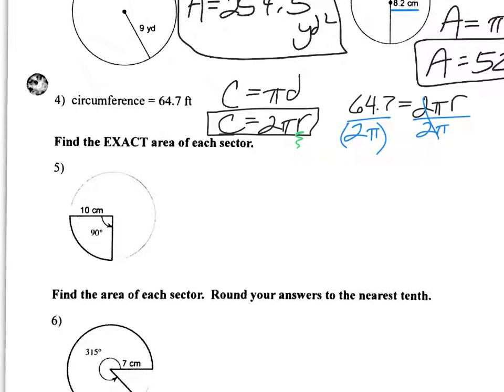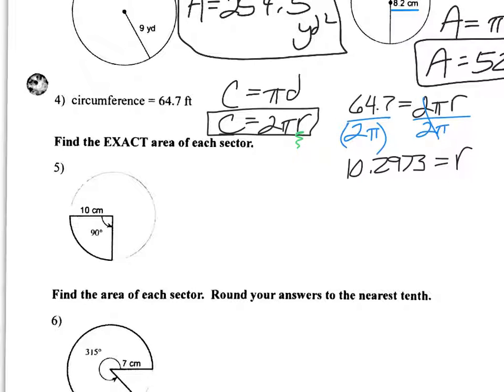And that gives me 10 point. Now, you don't want to round here. I always told you before, if you go 3 decimal places, you're pretty good. If you go 4, you're definitely good. So I'm going to go 4 decimal places here. 10.2973. That is my r.